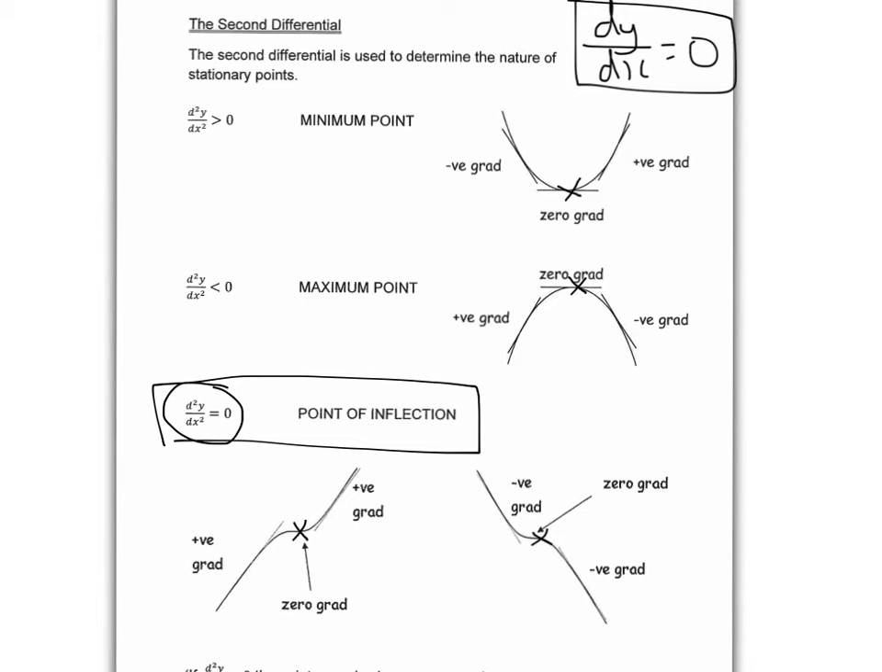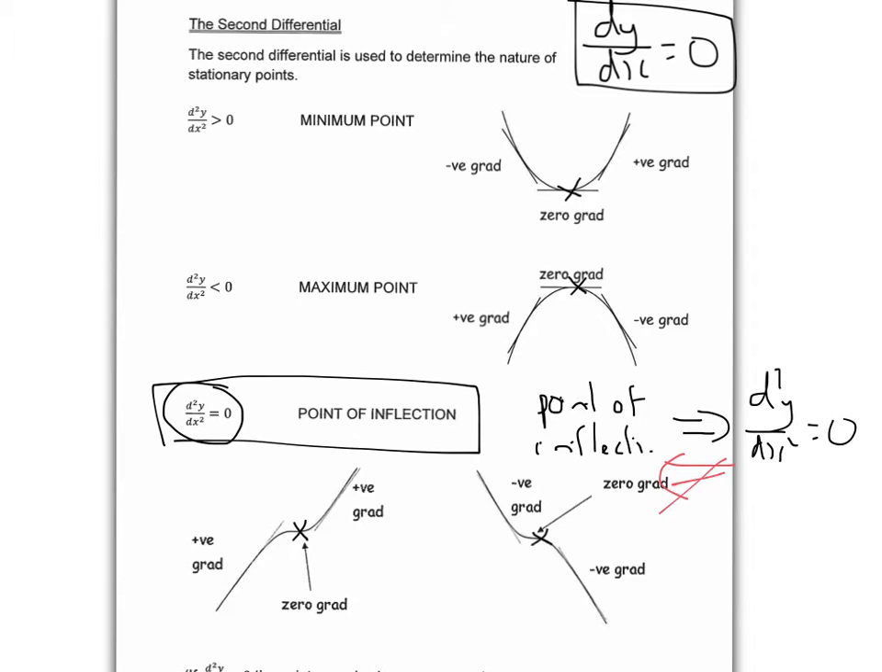Using some fancy words, if you have a point of inflection, then that means for definite that the second derivative is 0. But that does not go the other way. It's not true that if d²y/dx² is 0, you're talking about a point of inflection. If d²y/dx² is 0, you could be talking about a maximum, a minimum, or a point of inflection. We'll investigate that more in a second.